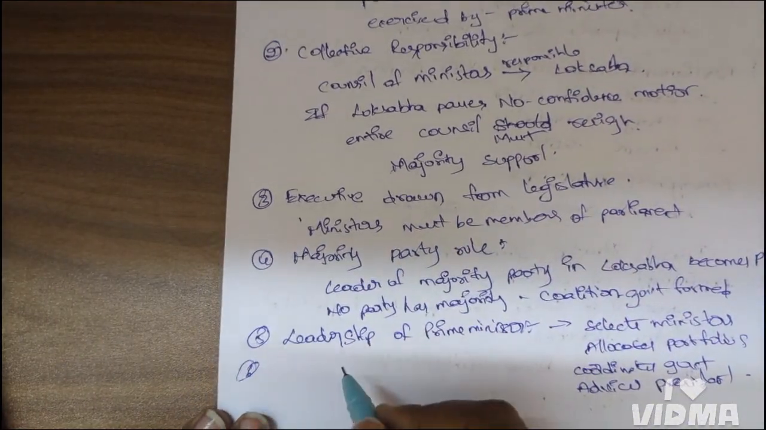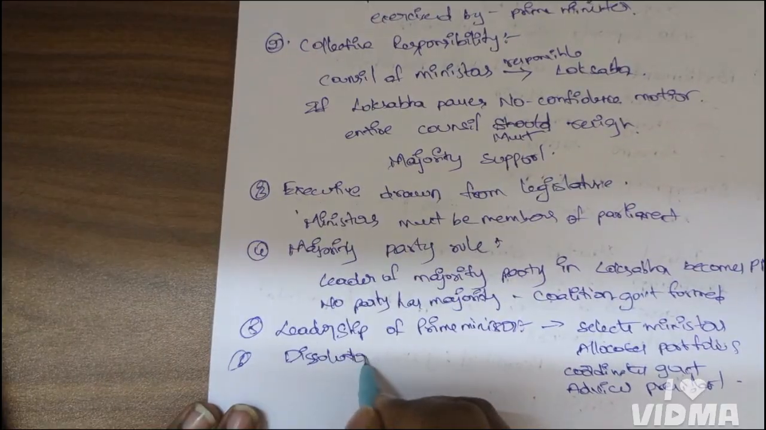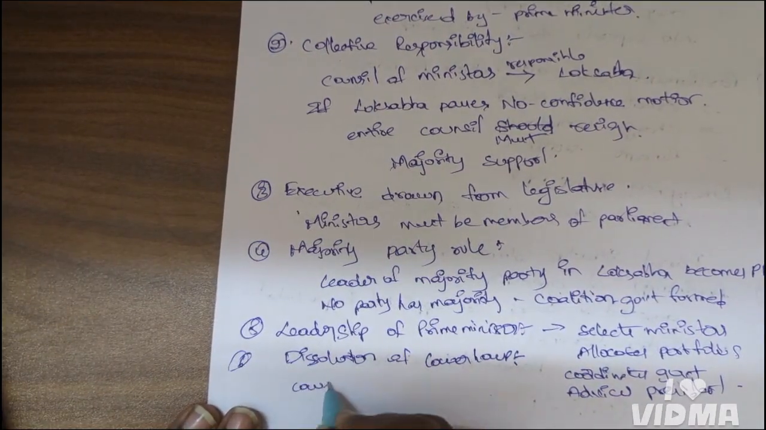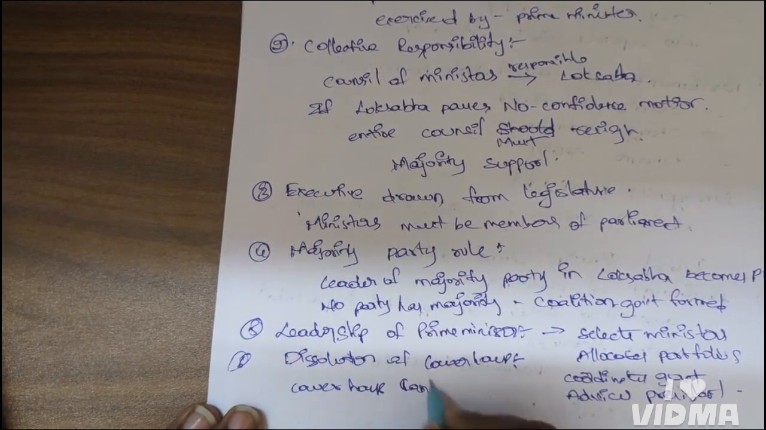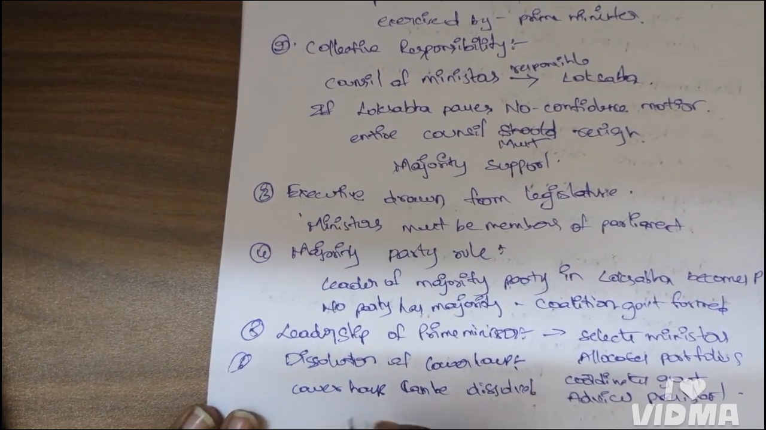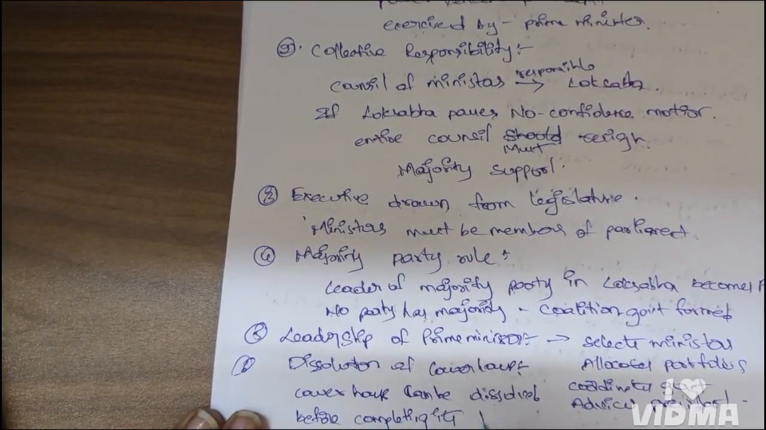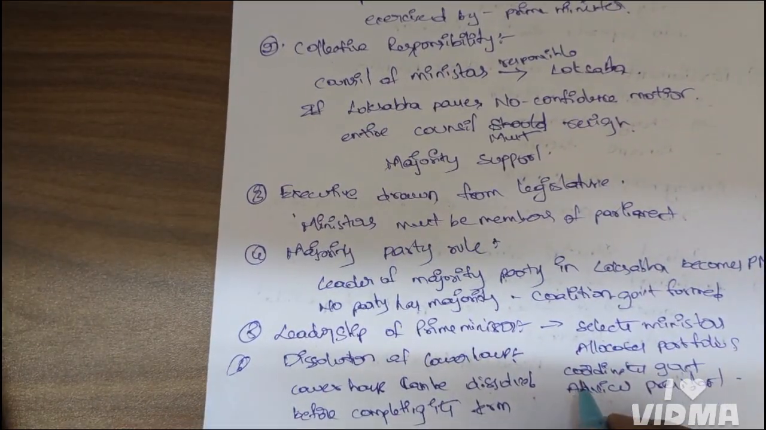Next, dissolution of lower house. In parliamentary system, the lower house can be dissolved before completing its term. In India, the president dissolves Lok Sabha on the advice of the prime minister. This allows the fresh elections if government loses its majority.